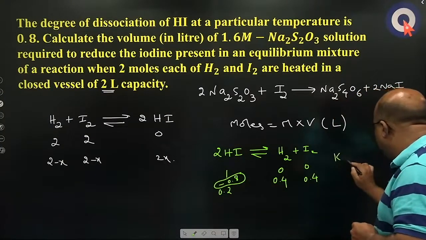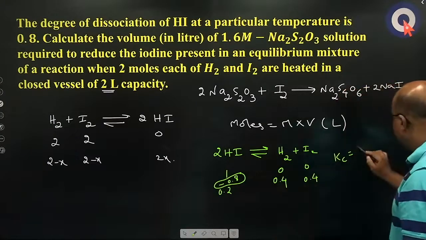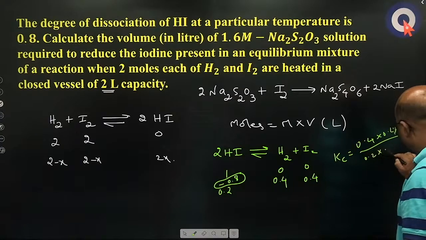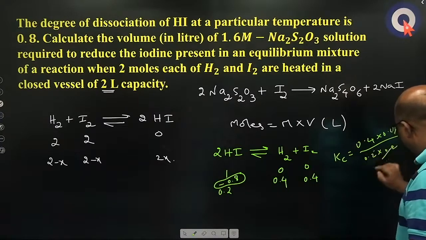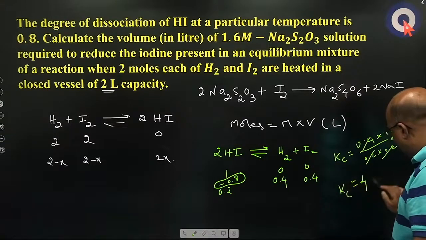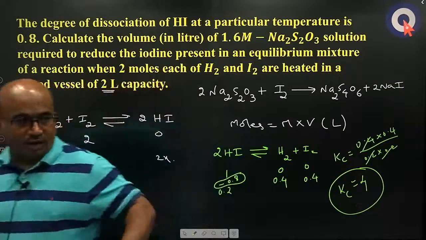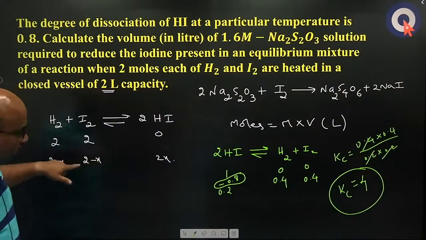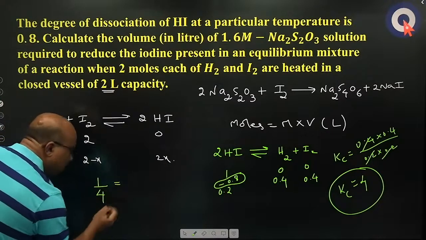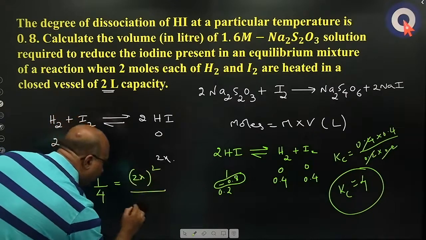So what is Kc for this reaction in this direction at this temperature? It's nothing but 0.4 into 0.4 by 0.2 into 0.2. So one of that 4 you can cancel. Kc for this reaction in this direction is 4. So in its reverse direction, what we are considering here, it should be nothing but 1 by 4. So what is this 1 by 4 now? Here it is nothing but (2x) whole square by (2 minus x) whole square.